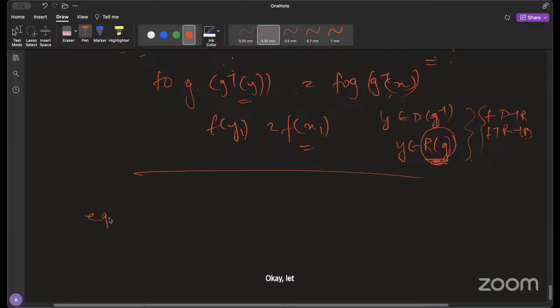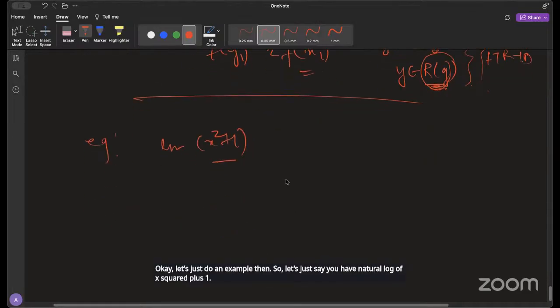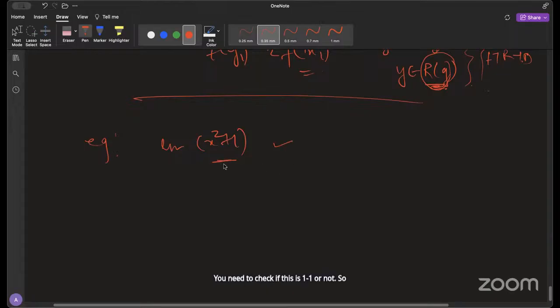Okay, let's just do an example then. Let's say you have natural log of x squared plus 1, and you need to check if this is 1, 1 or not. Can anybody tell if this is 1, 1 or not? It's a very simple thing, and it's based on what we've done just now. It is not. Yep, it's not.